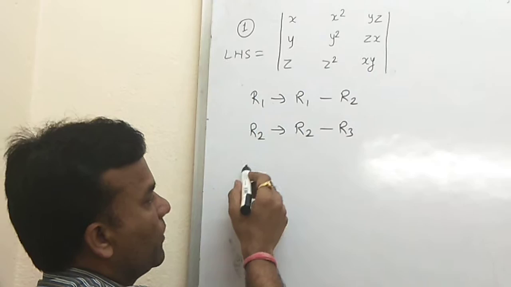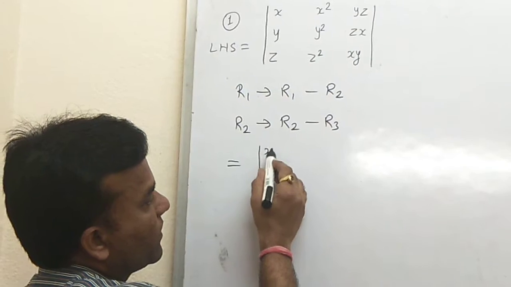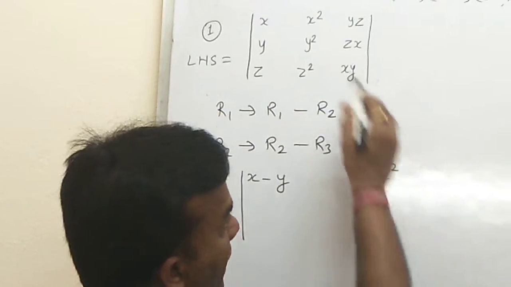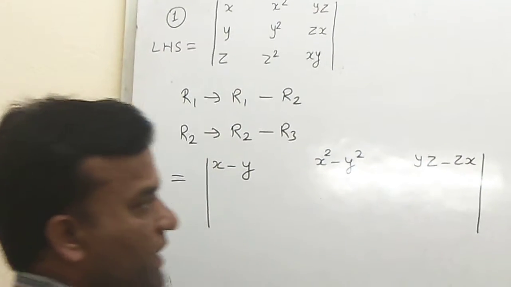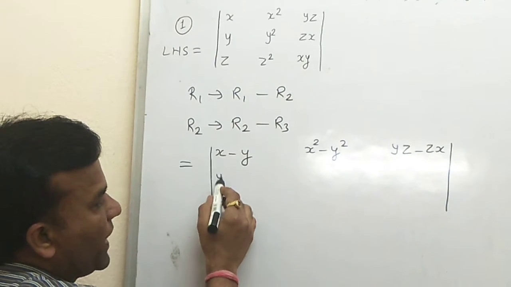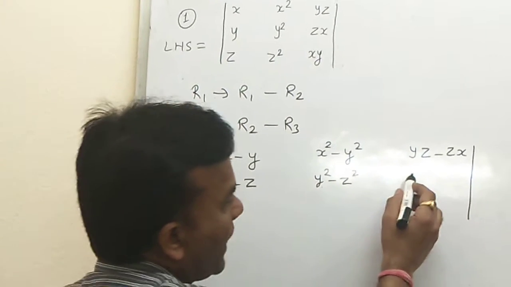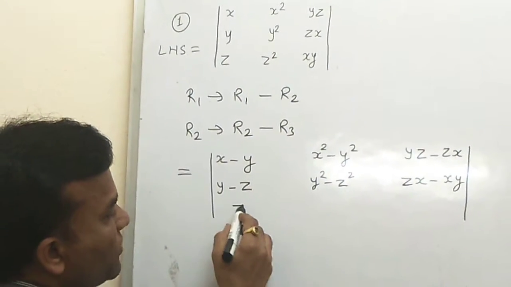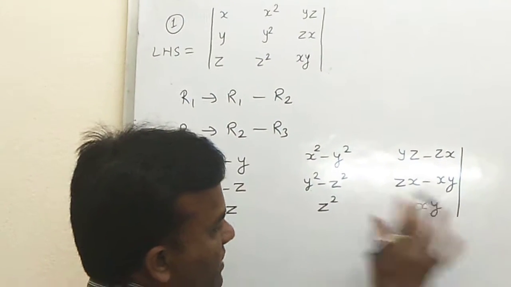So now first we apply the operation. R1 minus R2 means x minus y, similarly x square minus y square, and yz minus zx. Okay, so the first operation is done. Similarly for the second operation, R2 minus R3 means y minus z you apply here, similarly y square minus z square, and here you apply zx minus xy. Then you write down z square and xy as it is, no change.